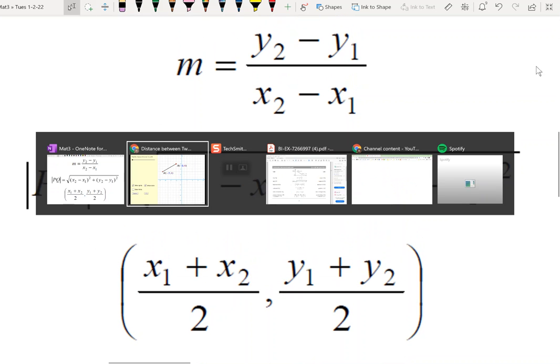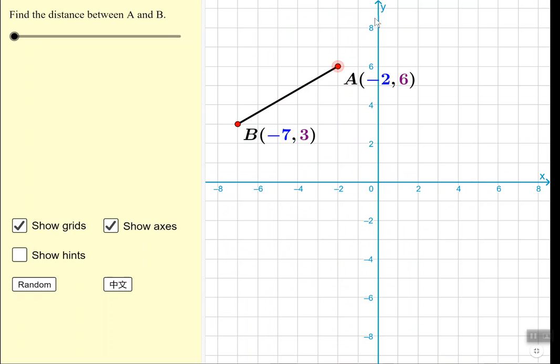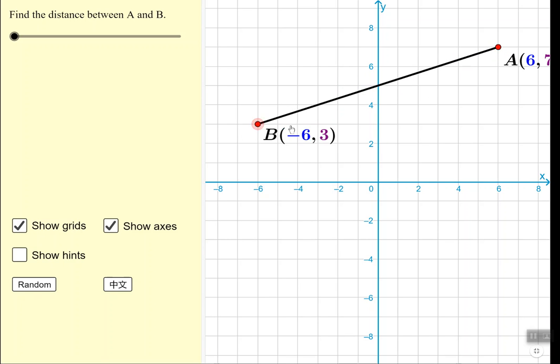Okay, we'll jump back to my applet now, and so let's just stay in the positive quadrant.